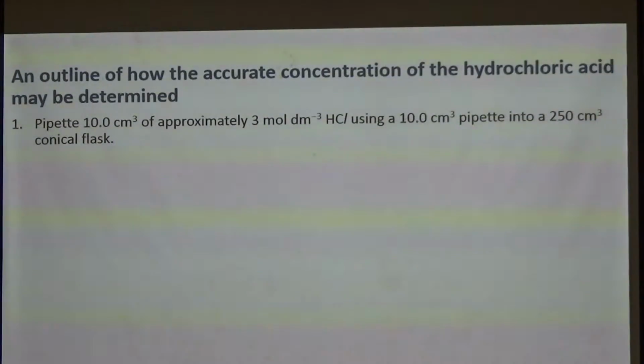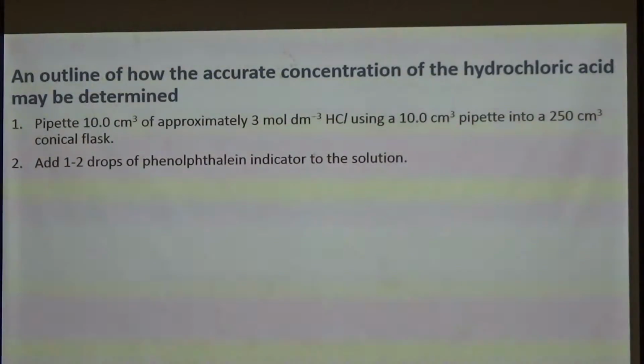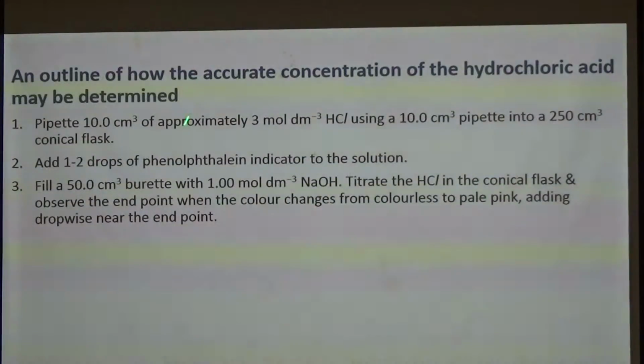The volumes must be stated. After that, you add in your indicator solution. You can choose to use phenolphthalein, 1 to 2 drops. Methyl orange also can, up to you. Fill a 50 cm³ burette with 1.00 mole per dm³ sodium hydroxide. Titrate the HCl in a conical flask and observe the endpoint when the color changes from colorless to pale pink, adding dropwise near the endpoint.